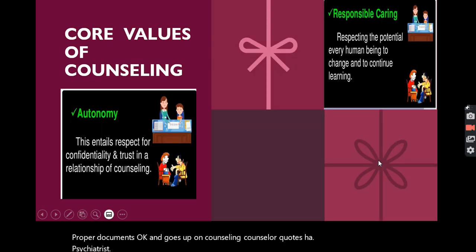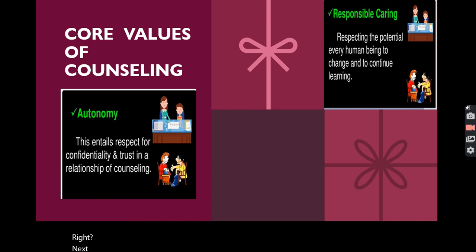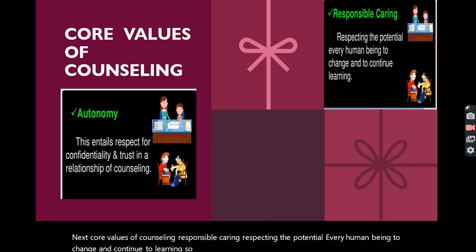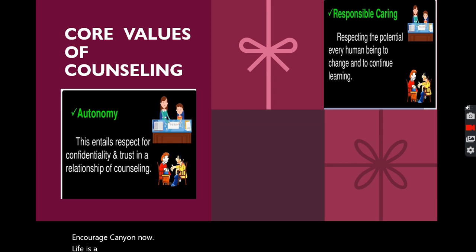Alright? Next, core values of counseling: responsible caring, respecting the potential of every human being to change and continue learning. So, ayun nga yung sinasabi ko na dapat maniwala ka na i-encourage ka niyan. Di ba sabi nga nila, life is a continuous process of learning. At ang tao, pwede pong magbago. Minsan sabi natin, ang hirap magbago ng tao, no? Ang hirap baguhin ng isip, mindset, ng ugali ng tao. But I believe that everyone can change.